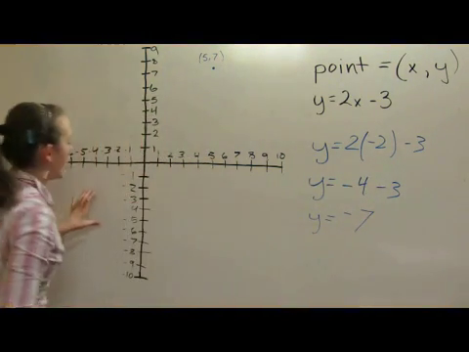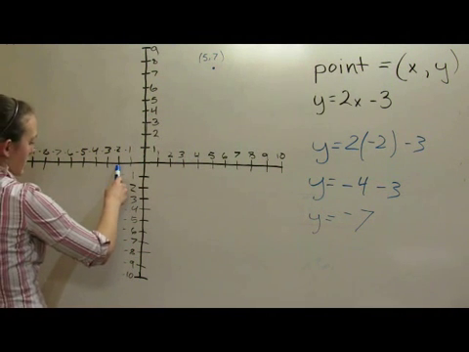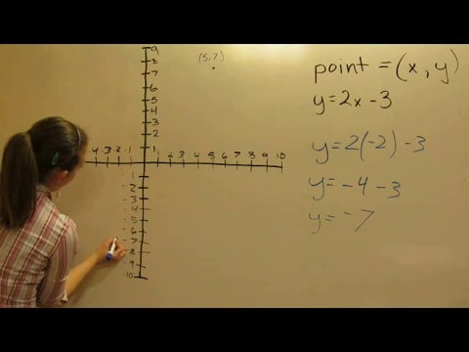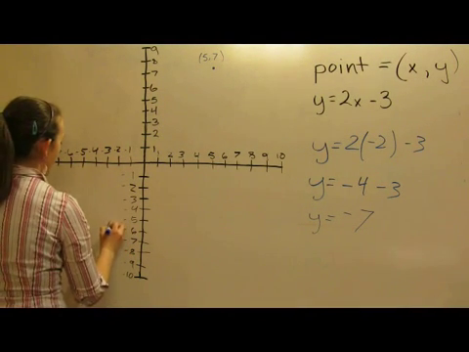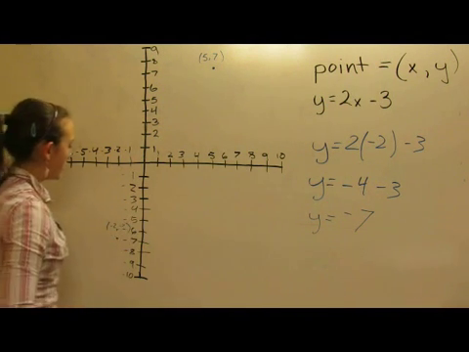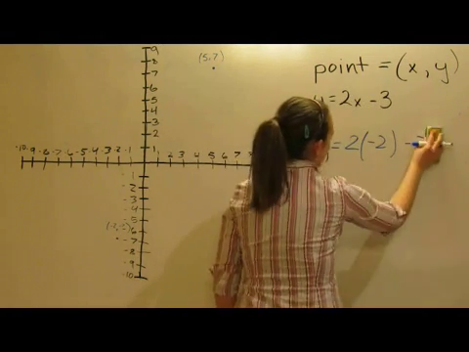So we come down here and we plot that on our graph. We go over to negative 2 on the x-axis, and we go down to negative 7 on the y-axis, and we plot our point there. So let's label that (-2, -7). The graph's kind of in the way, but now we can erase that so we don't run out of room again.